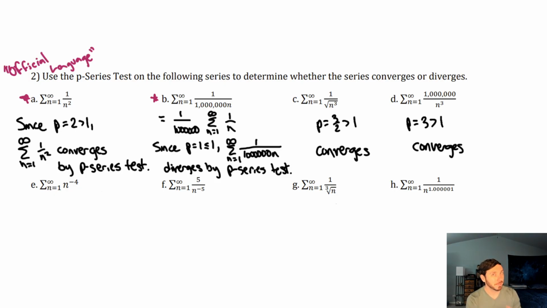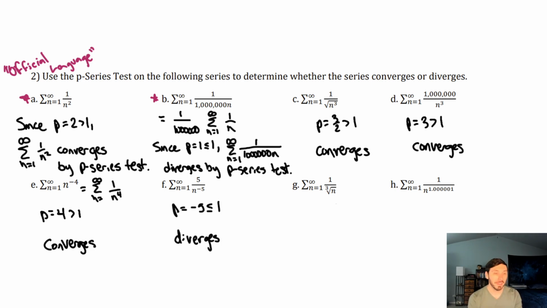E, we have to do a little bit of rewriting. That's just the same thing as 1 over n to the 4th. So I get a p-value of 4, and that is greater than 1, so therefore it converges. F, what did I do to you on this one? You just go the other way, right?